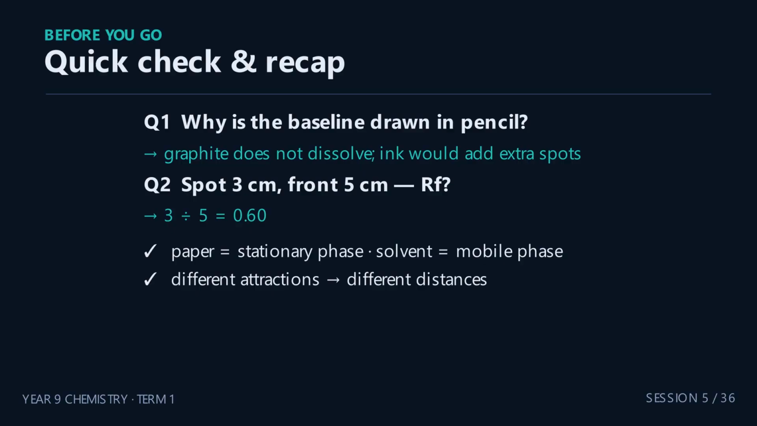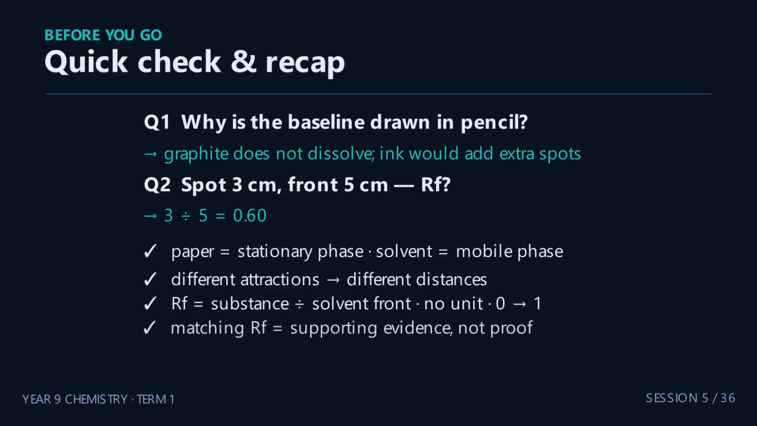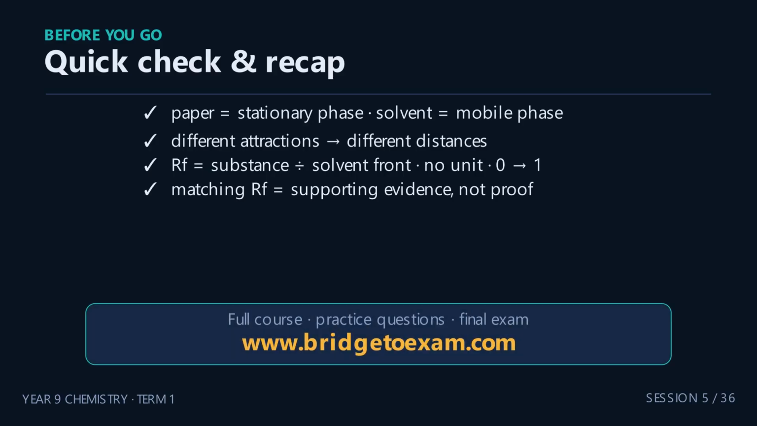Your recap. Paper is the stationary phase, solvent is the mobile phase, and different attractions give different distances. RF equals substance distance over solvent front distance, no unit between 0 and 1. And matching RF values are supporting evidence, never absolute proof. Next session, simple and fractional distillation.